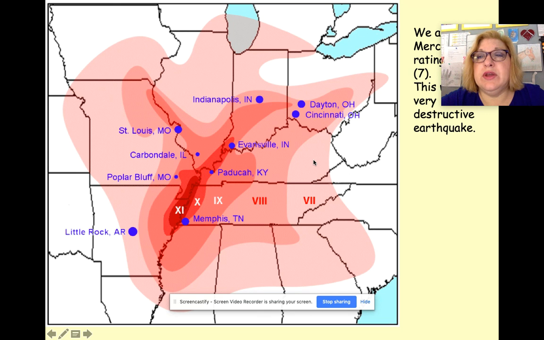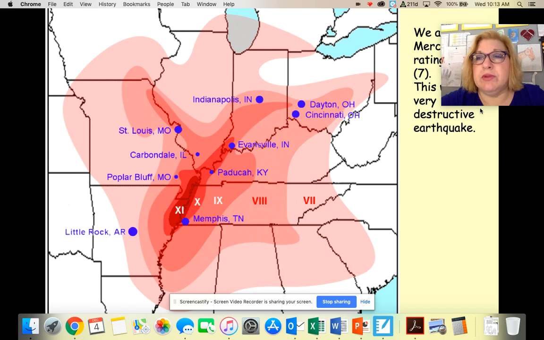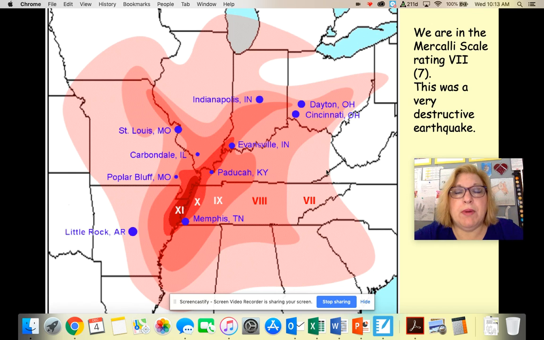Also, we talked a little bit about the New Madrid Fault, or New Madrid Fault, it depends on how you pronounce it. The New Madrid Fault runs up through Arkansas, Tennessee, Missouri, Kentucky, and then up into Illinois and Indiana. So these are places that are close to us. This is a fault that we need to be aware of. We need to watch and make sure that it's not going to create another big earthquake.